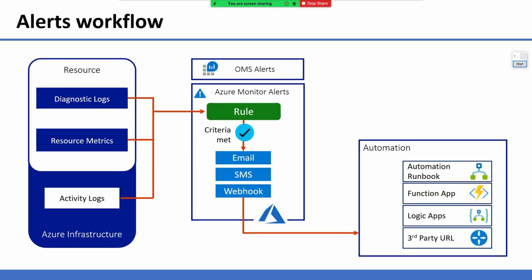So how does this alert workflow happen? Resources can generate diagnostic logs and resource metrics, as well as the activity logs also. They go to Azure Monitor, and you can see the OMS alerts, right? And there you define the rules. Once you define the rule and its criteria get matched, then you can send the notification either as email, SMS, or when it comes to webhook, you can define the function app, logic app, third party URL, or automation runbooks.